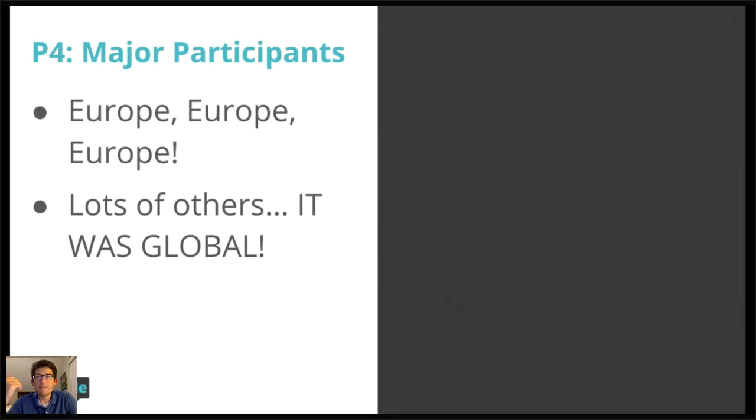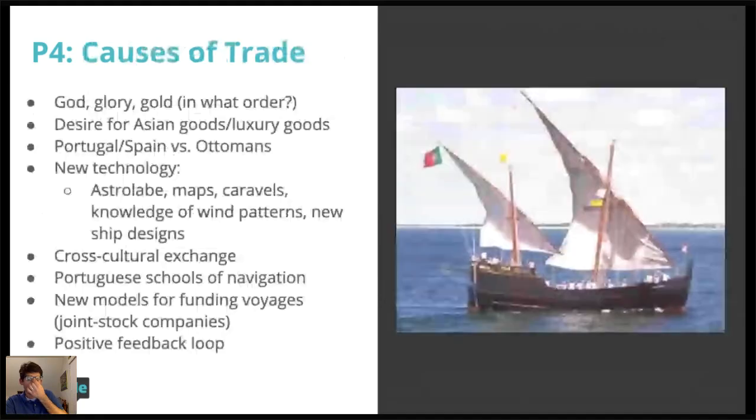So those are some things to consider in this time period. Europeans play a role, but a lot of other people are involved and have great control over this. So what are the causes of trade in this time period? I'm going to go through these real quick. God, glory, gold, right? I don't know what order. Maybe you can decide.